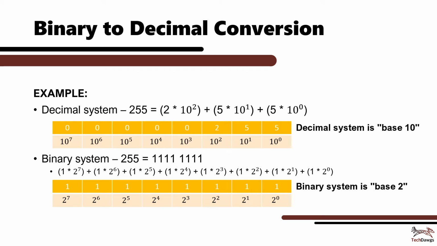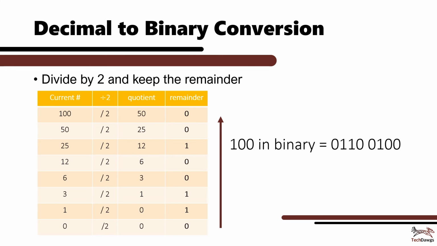Now, what if we want to move from decimal to binary? When we do this, we divide by 2 and keep the remainder. Consider the number 100. Let's go through the process. 100 divided by 2 is 50. Is there a remainder there? No. So we say 0. 50 divided by 2 is 25. Remainder, 0. 25 divided by 2 is 12. We have a remainder of 1 because 12 goes into 25 2 times, giving us 24, but with a remainder of 1. Now, 12 divided by 2 is 6.